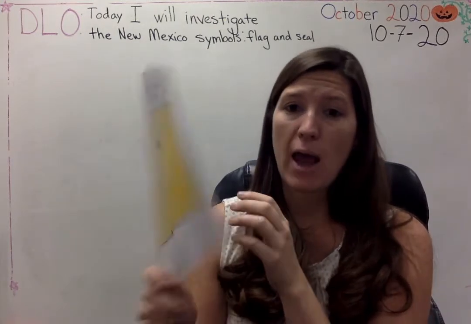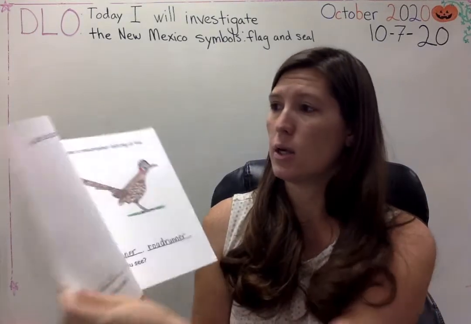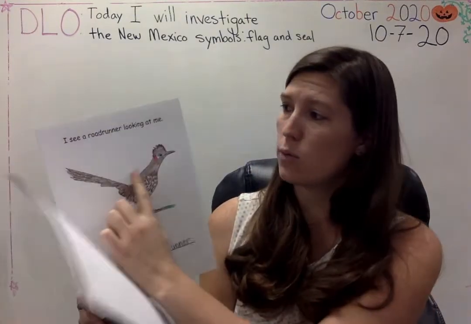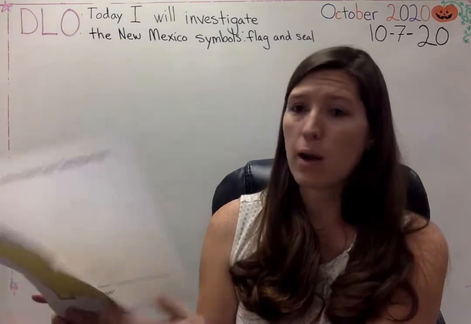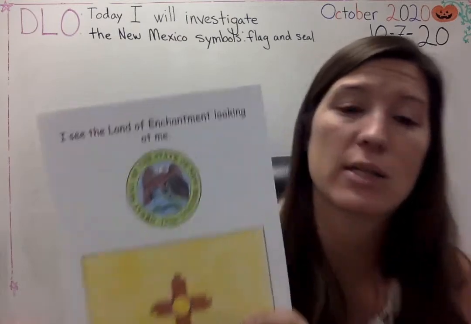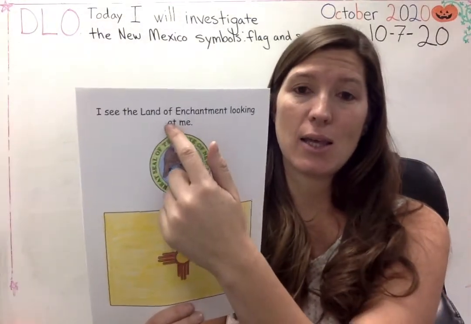Then you're going to go to the back because we have several pages. Yucca flower, road runner, Chilean frijoles, black bear, and then the back. It says, I see the land of enchantment looking at me. Our state motto is the land of enchantment. So I want to tell you a couple things.